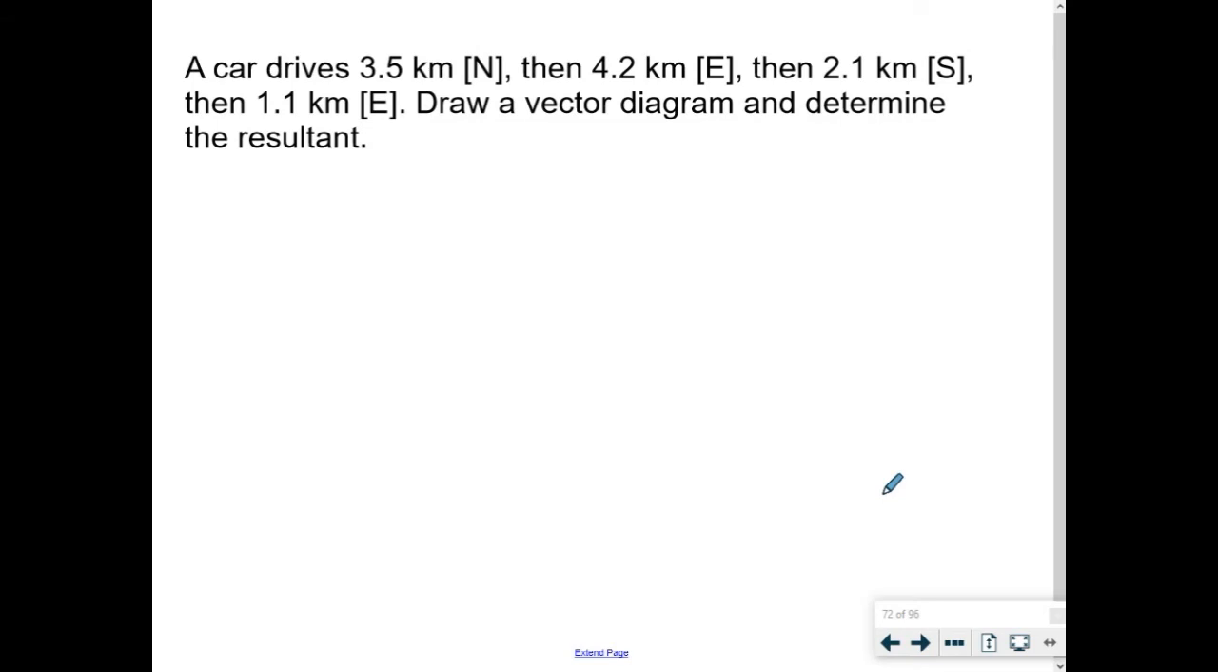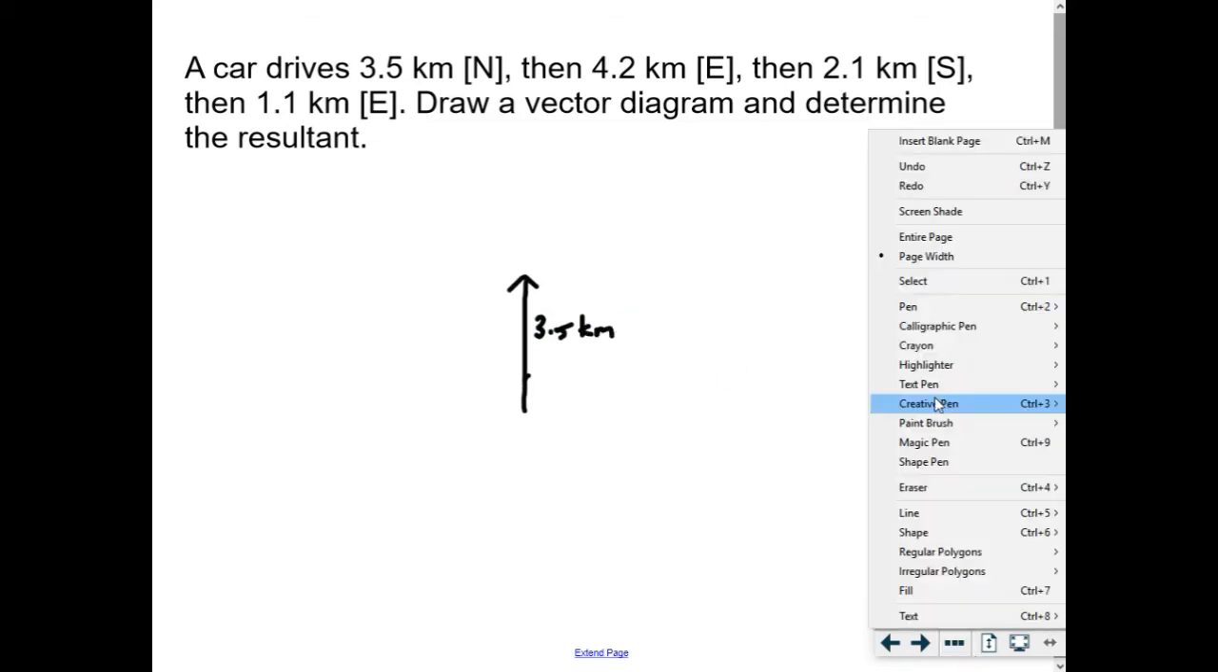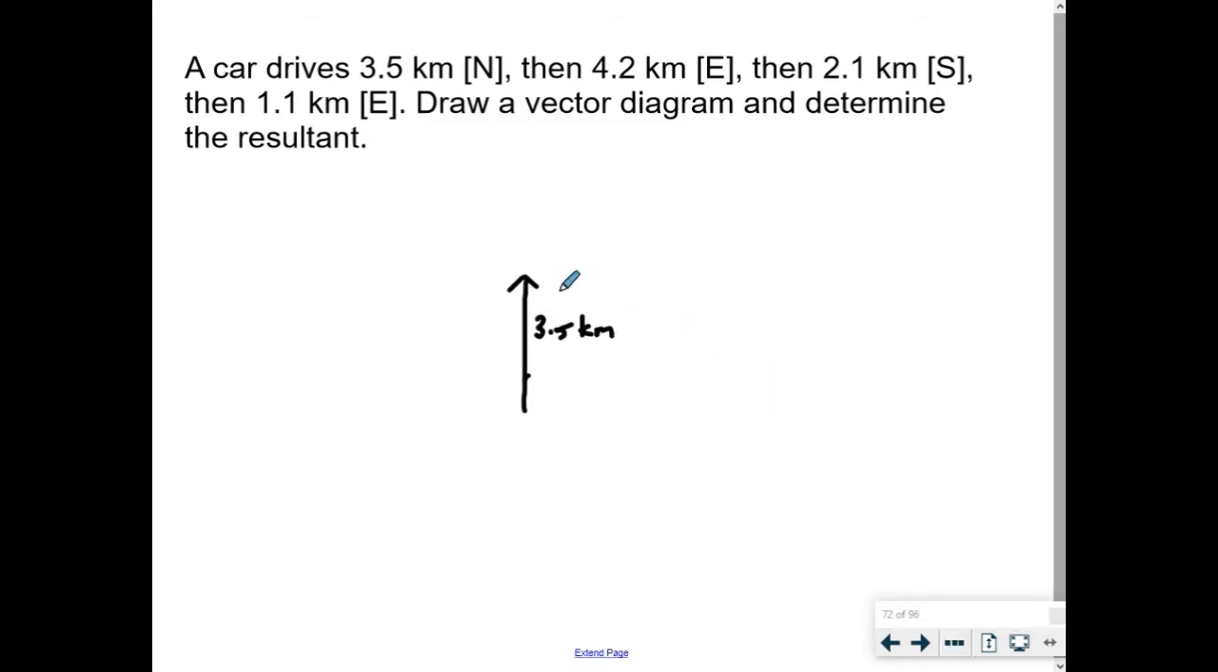We're going to try to do a vector diagram here, but this is going to be a little more challenging. We've got a few different components to it. It says that we're going to drive north for a while. Let's draw north for a while. So first I'm going to draw north, and I'm going to draw a vector that's 3.5. I'm going to do it roughly to scale. That's north. And then afterwards, we're going to go to the east for a while.